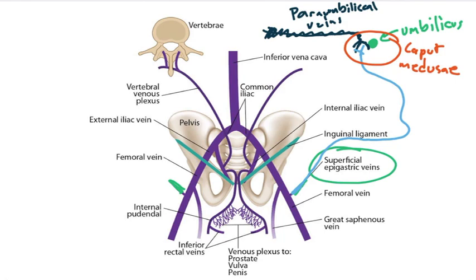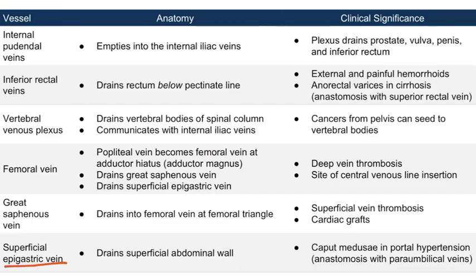And of course, this would be seen around the umbilicus. So once again, the superficial epigastric vein drains the superficial abdominal wall, and it can cause caput medusae in portal hypertension, and that's because it forms an anastomosis with the paraumbilical veins. Okay, now that we covered all the material in this table, let's dive into the femoral triangle I mentioned before.